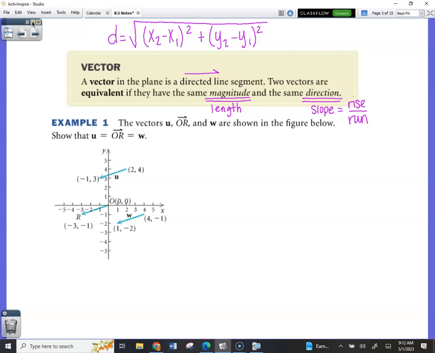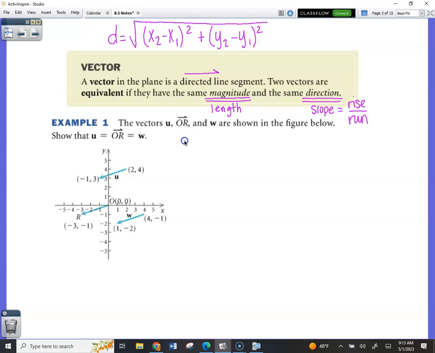Okay, so we have three vectors on this picture right here. It says show that u equals vector OR equals vector w. This is a way of saying show me that the length of u matches the length of OR matches the length of w, and show me that they have the same slope. So we're going to do this 3 times with the length, then 3 times with the slope. So there's a lot to write here.